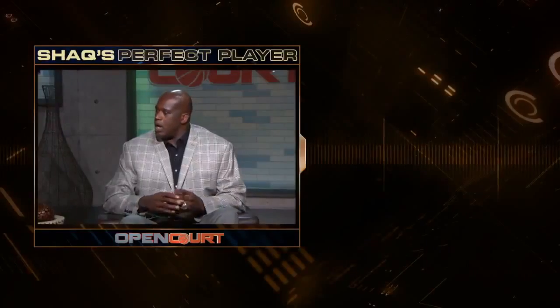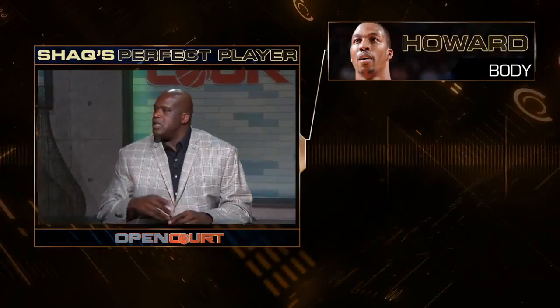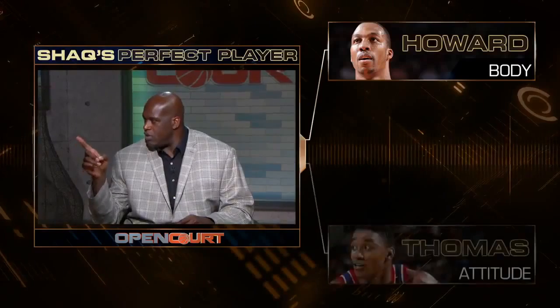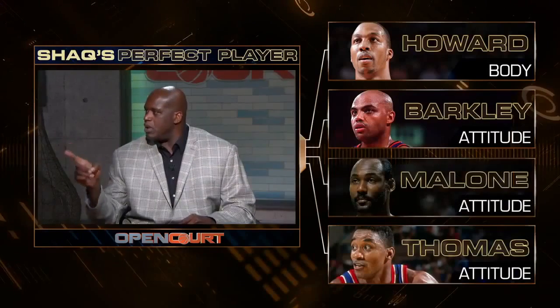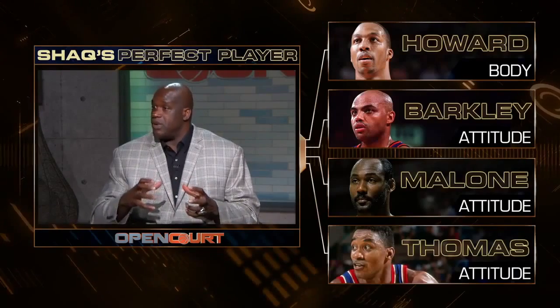It would be Dwight Howard, the body, his jumping ability, what he did in the dunk contest, with the attitude of what Isaiah had, what Barkley had, what Malone had. He would need to have that dog in him. That would be my perfect NBA player today. You gotta have that dog in him.